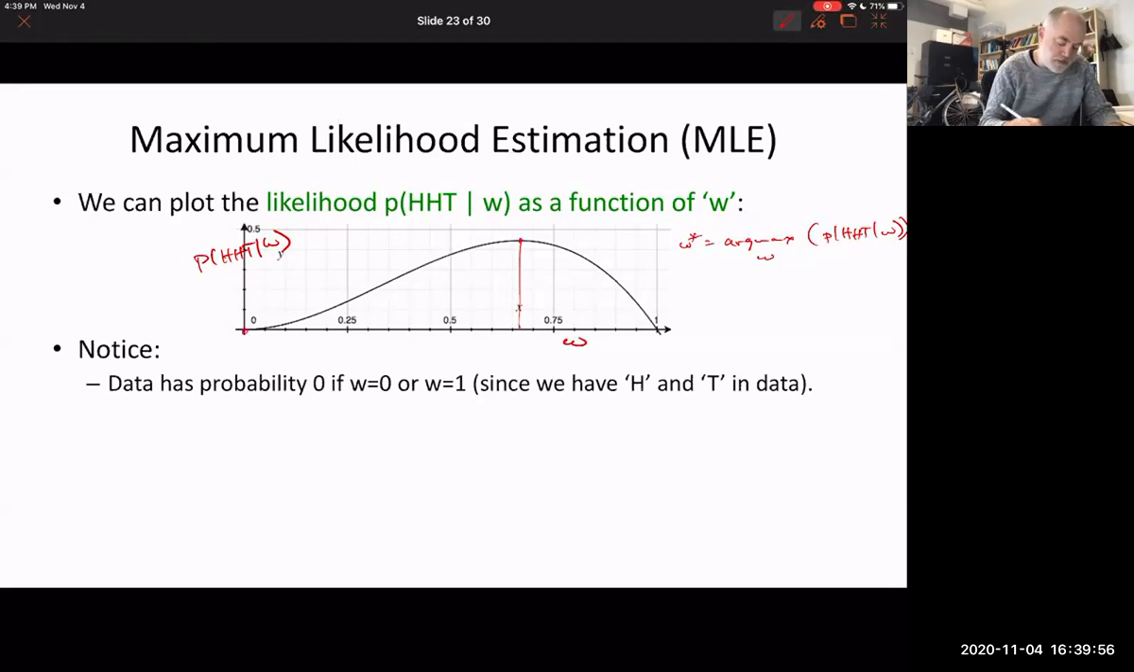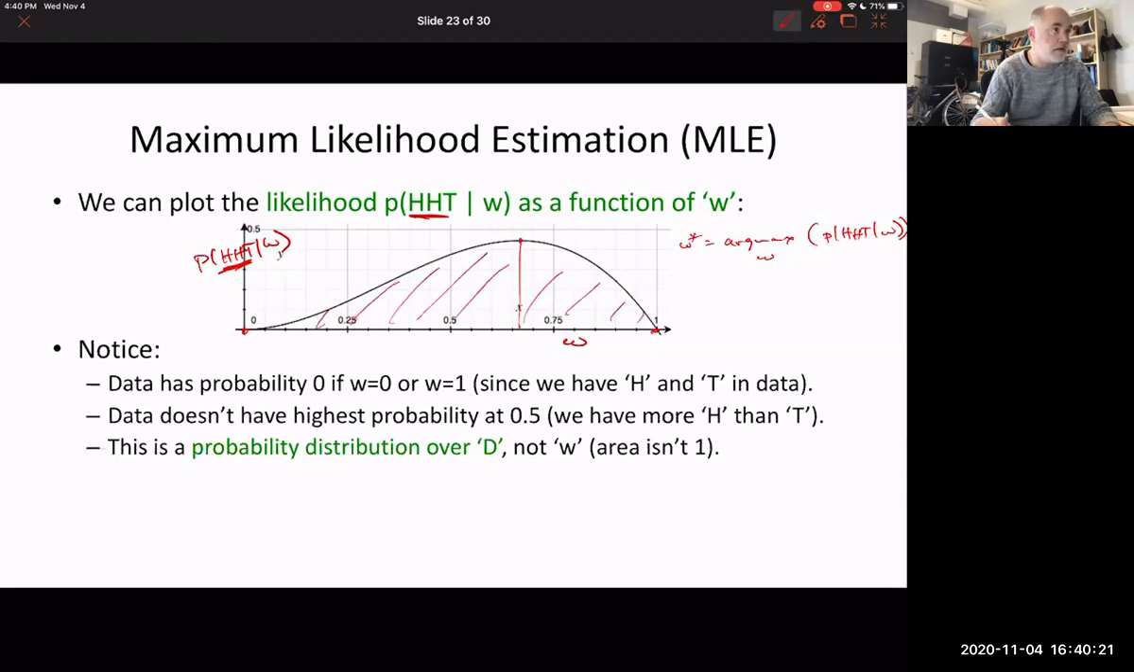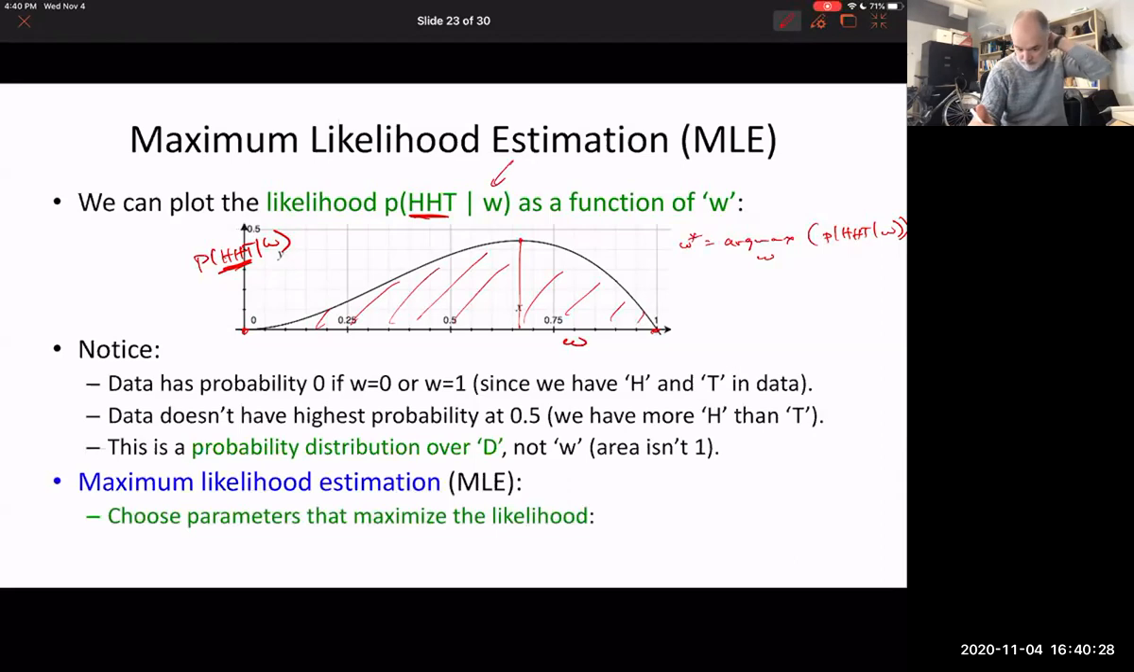Noticeably, this particular data sequence has probability 0 if W is either 0 or 1, because there are both heads and tails in the data. The data doesn't have highest probability at 0.5 because there are actually more heads than tails, right? And this is a distribution over D, not W. So if you integrate this curve, it does not sum to 1, because the thing that we're integrating over is on this side of the conditioning bar, not on the other side.